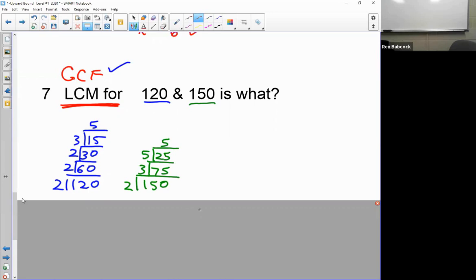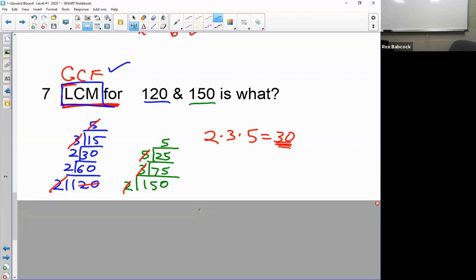Now, let's write what they have in common. They have a 2 in common. They have a 3 in common. And they have a 5 in common. So the greatest common factor is 30. There's no larger number to divide into. That's the greatest common factor. But that's not what we were asked for. We were asked for the least common multiple.